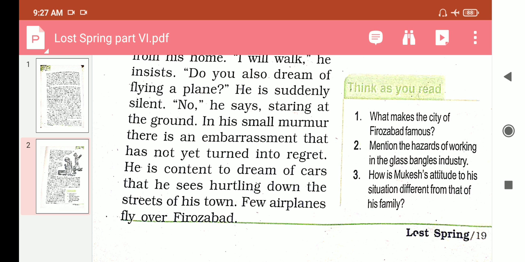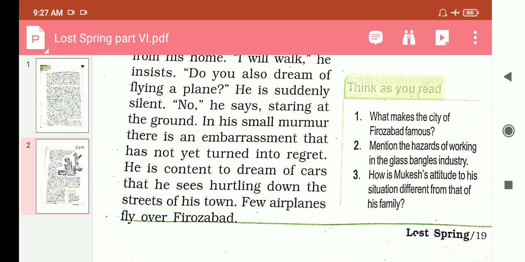There is an embarrassment that has not yet turned into regret. He is content to dream of cars that he sees hurtling down the streets of his town. Few aeroplanes fly over Ferozabad. This was the last para. Here there is a word, hurtling down, that means moving around.